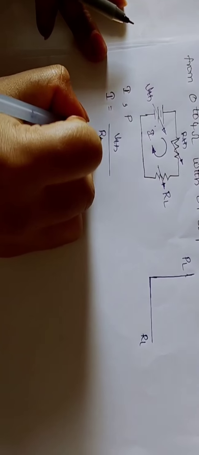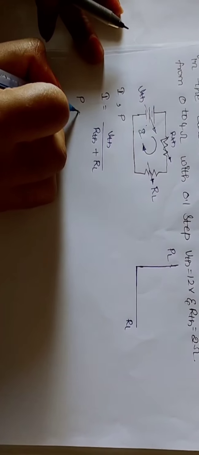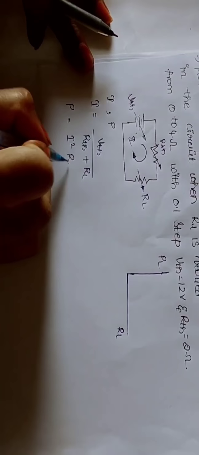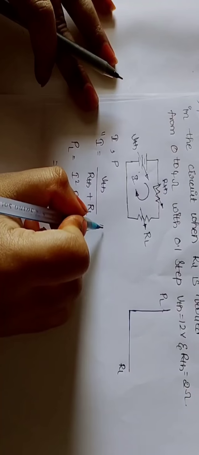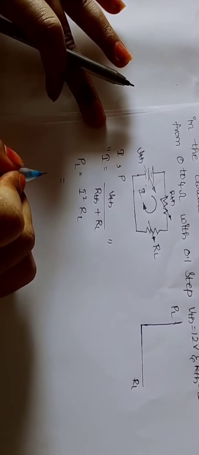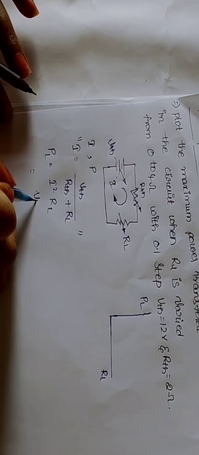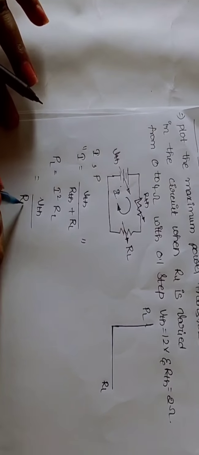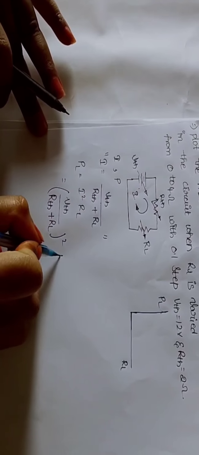I equals VThevenin by RThevenin plus RL. P equals I square R, we know. Then PL means R. For I we have to substitute: I equals this one, we substitute here. PL equals VThevenin by RThevenin plus RL, whole square, into RL.